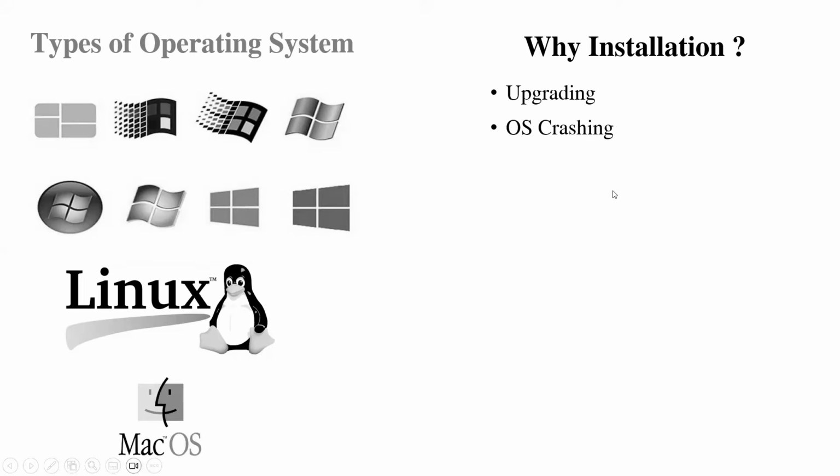So when your operating system crashes, it doesn't mean that your files crash. It's not your files that are affected. It's the operating system. That Windows folder that I showed you is what has issues in it. So you are going to install a new operating system on your system when you have such an issue.